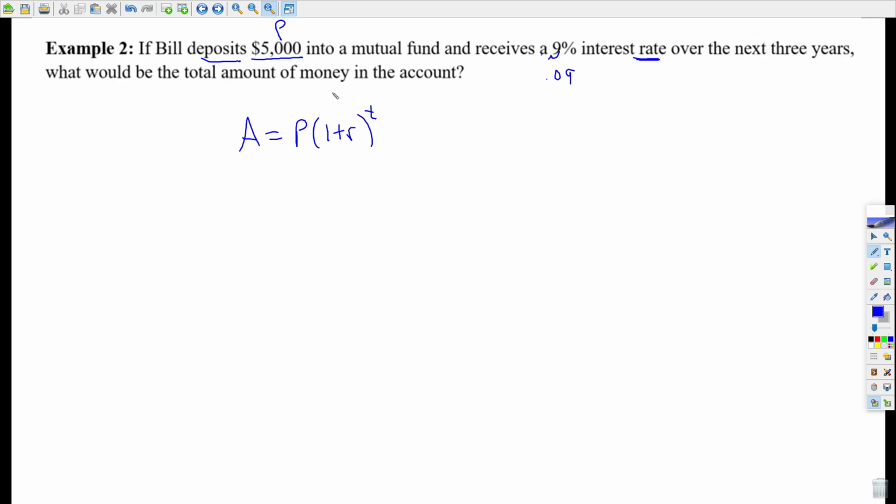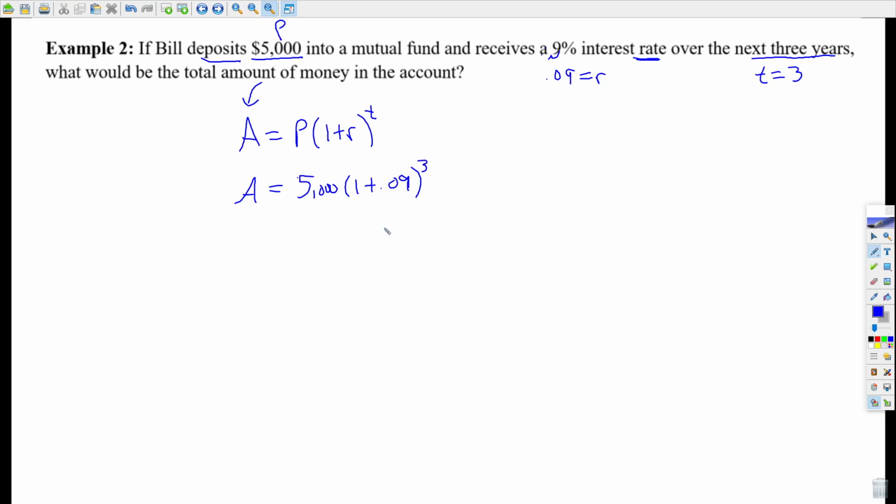All right, and then what else do we need? We have principal, we have our rate, we just need our time. Over the next 3 years, so T is going to be 3. This is R. And what's the total amount of money? That's A. We're going to find what A is. So let's plug in the numbers. A equals our principal, 5,000, times (1 plus our rate, which is 0.09), and then raised to the third power, because that's how many years it takes.